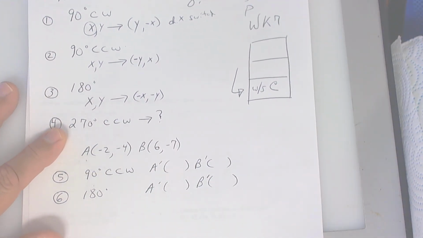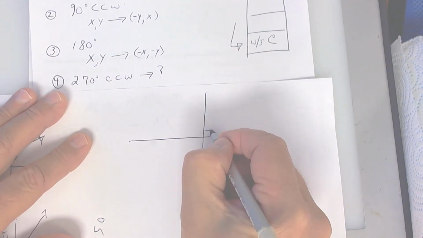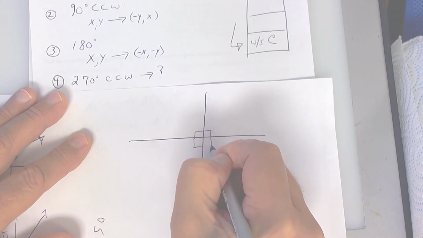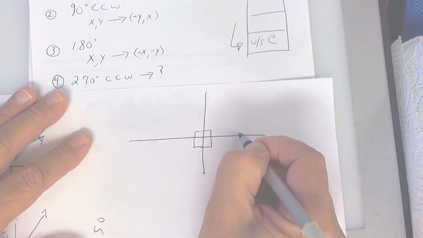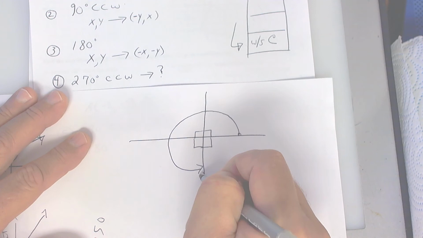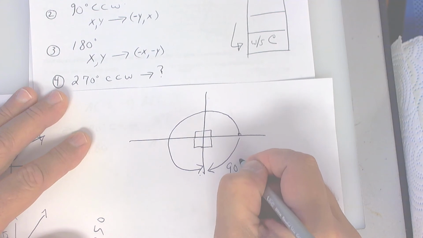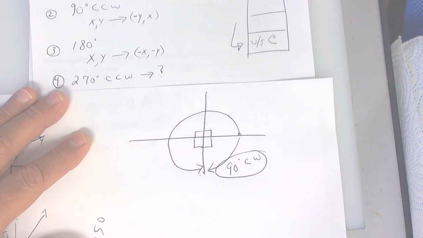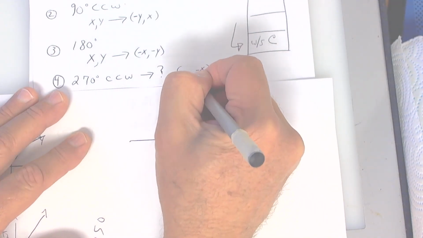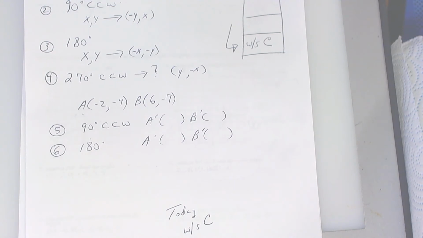270, that's kind of a trick question here to see if you can get it. Look here. 270, each one of these is 90. So 270 counterclockwise. Let's say you start here. That would be 90, 180, 270. So 270 counterclockwise would be the same as 90 degrees clockwise. So you would use the rule for clockwise. So you would change the x and switch. Okay? So that's an intuitive way of figuring out 270. All right. Hopefully that made sense to you.